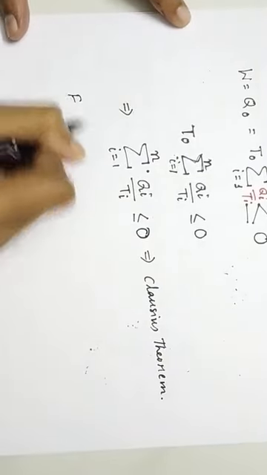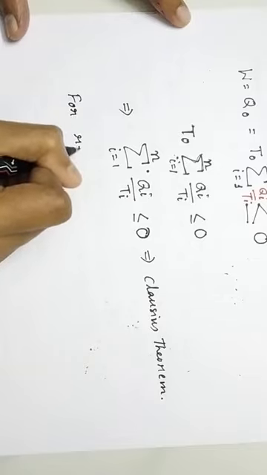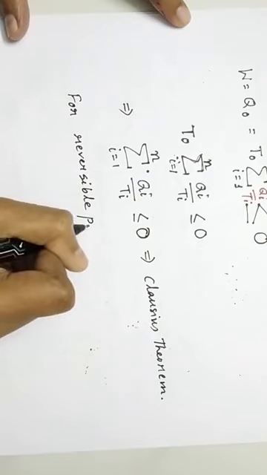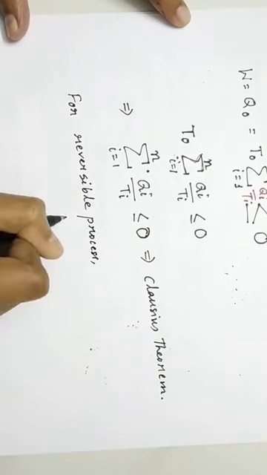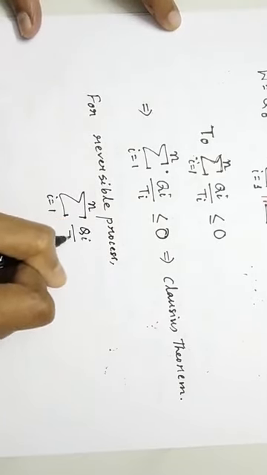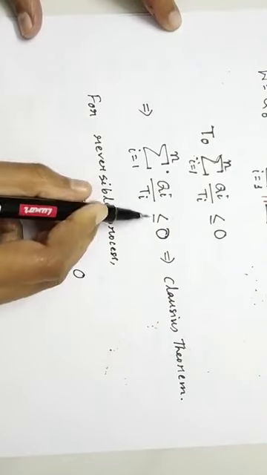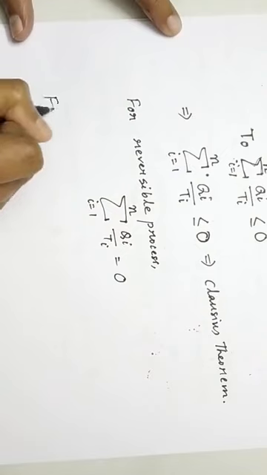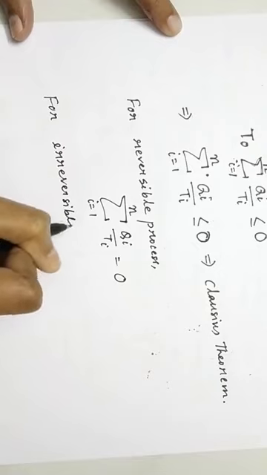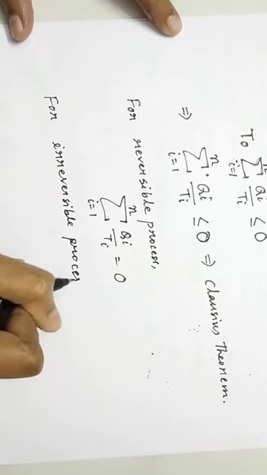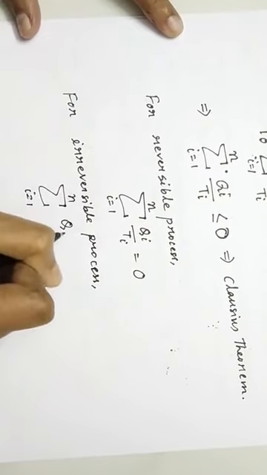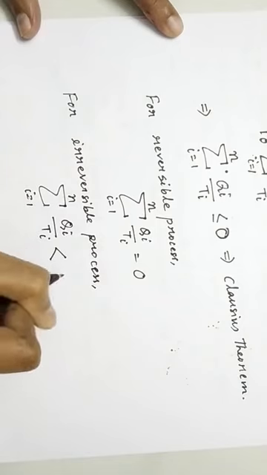Now this equality sign is applicable for the reversible process. So for the reversible process we have the summation over i equals 1 to n of Qi by Ti equals 0, whereas the inequality sign is for the irreversible process. So for an irreversible process we have the summation over i equals 1 to n of Qi by Ti less than 0.